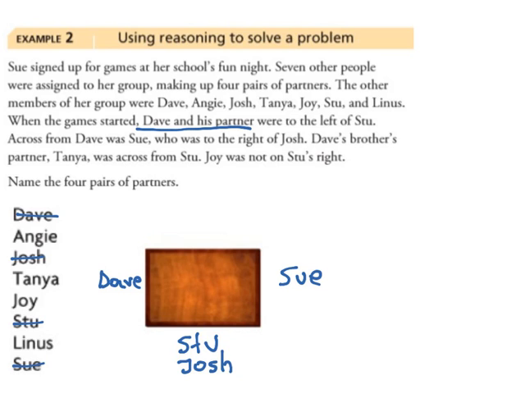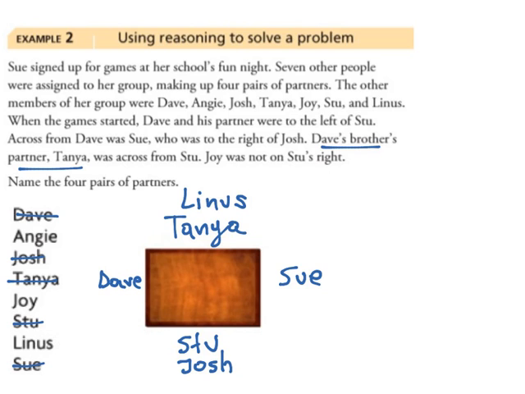Dave's brother's partner, Tanya. Well, we don't know who Dave's brother is. Tanya was across from Stu. So where is Stu? So here's Tanya, across from Stu. And Joy was not on Stu's right. Well, that one I'm not sure about, but let's talk about that sentence. Dave's brother's partner is Tanya. Well, Tanya has a male partner, and the only name that is male, it's not Angie, it's not Joy, it's Linus. So Tanya has to be partnered with Linus, who's a male name.